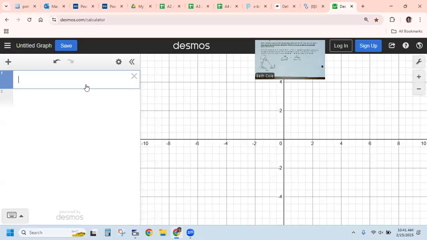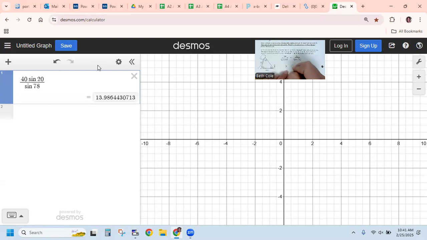40 sine 20 over sine 78. And that is your answer. So 13.986 meters. Again, I changed that one basically just to make sure everybody read the problem.